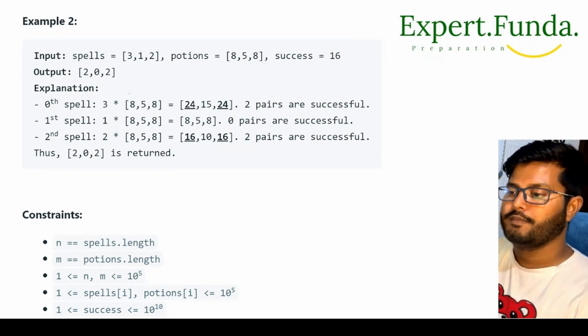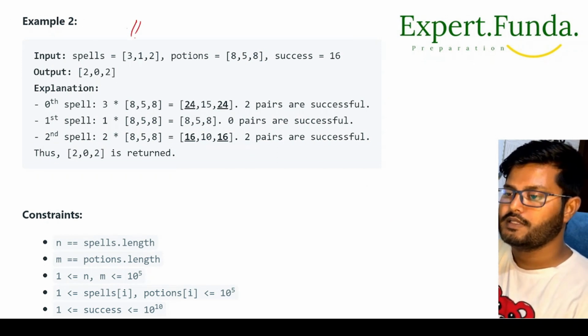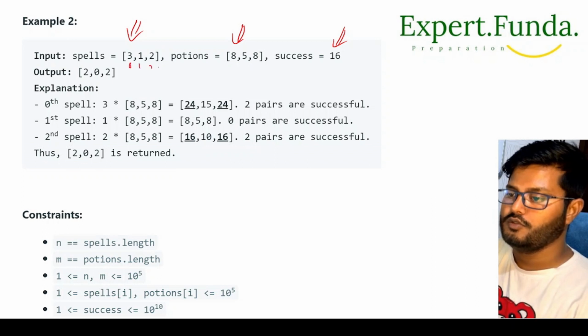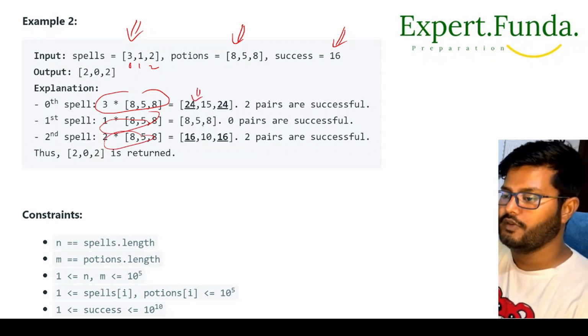Now understand example 2. Similarly we have been given spells, 3 1 2. Now we have been given portions, and success, right? So first time we'll start with 0 1 2. 3 times we will do the multiplications, like this, 1 2 and this one. So all the elements will get multiplied. We will get the respective values.